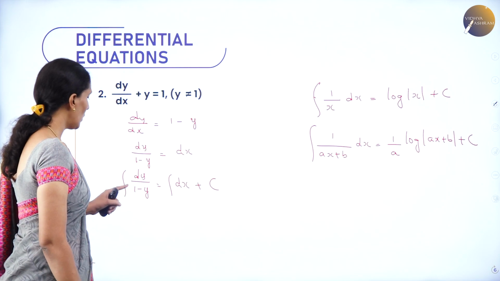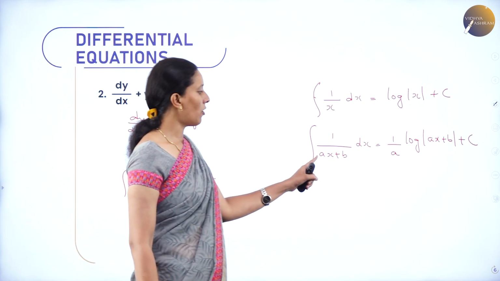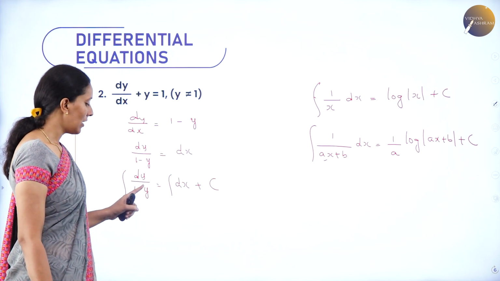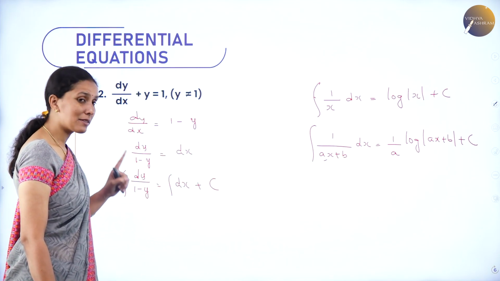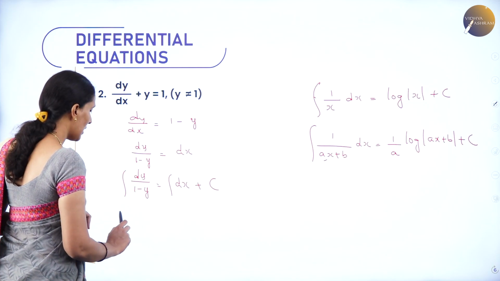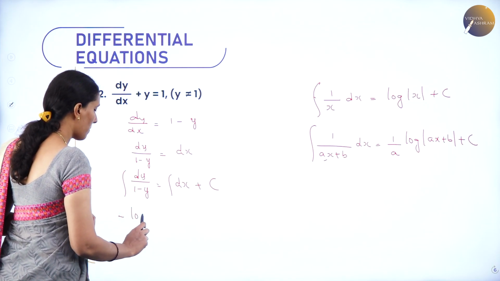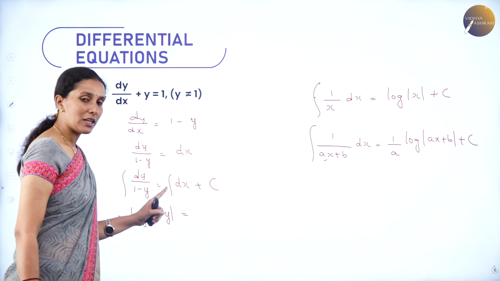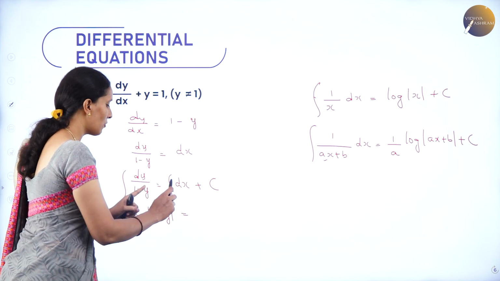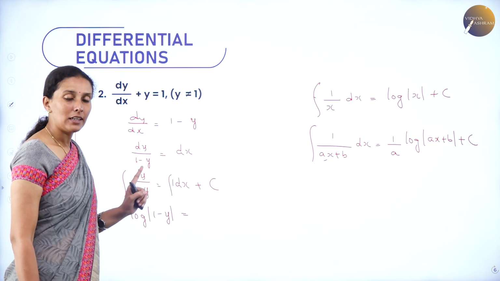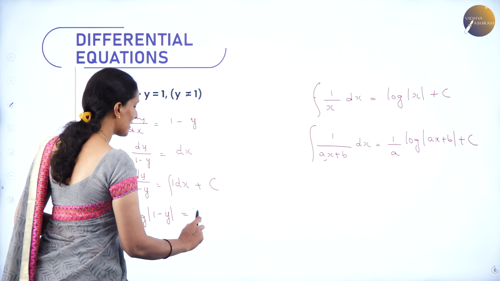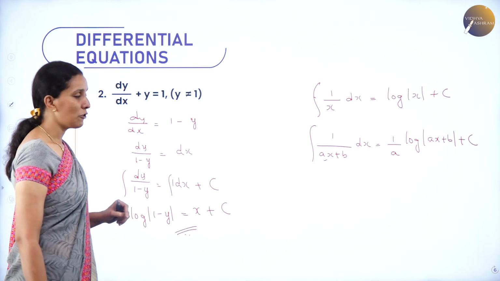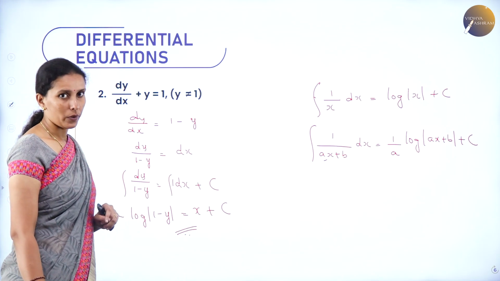So now here only the variable is changed. This is in the form of ax plus b. We need to write 1 by a. What is the value of a here? The coefficient of the variable is minus 1. So therefore here it is minus log modulus 1 minus y is equal to, what is the integral of dx? If nothing is there, you should take it as 1. So what is the integral of 1 with respect to dx? It is x plus c.